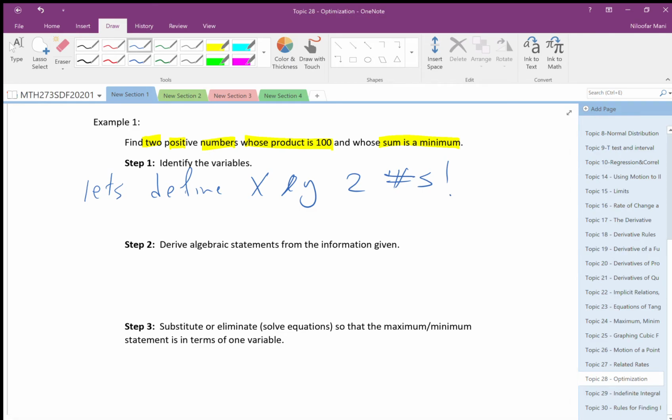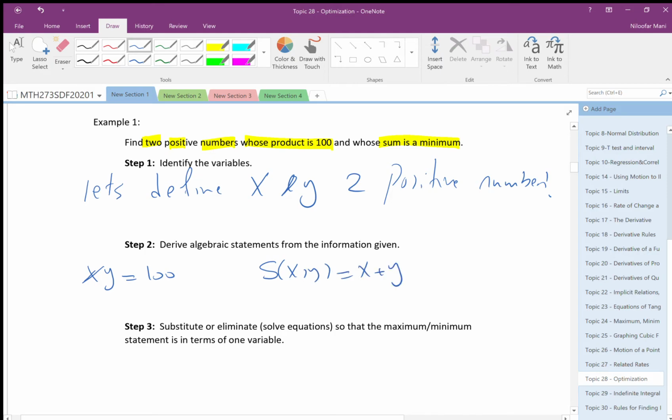What are the equations? Two positive numbers. What do I want? I want x times y to be 100, and I want the summation of x and y, which is x plus y, to be minimum. The summation would be minimum.